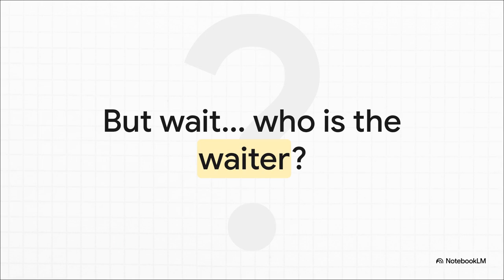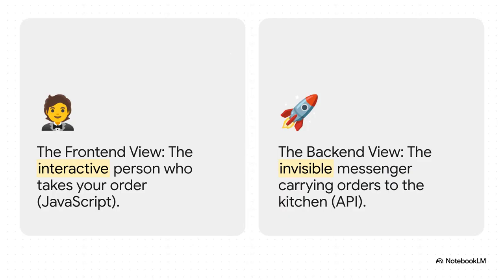But wait a second. What about the waiter? If you've been following along, you might be thinking, hey, where does the waiter fit in all this? And that's a great question, because the waiter is actually a really clever part of this analogy. See, the waiter has two jobs. To the guest in the dining room, the waiter is that interactive person taking your order. That's basically JavaScript. But to the kitchen, the waiter isn't a person. They're more like a system, an invisible messenger that brings the orders back. That's the API. It's the exact same waiter, just seen from two totally different points of view. And that's the full stack perspective in a nutshell.